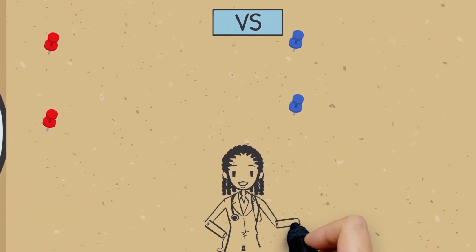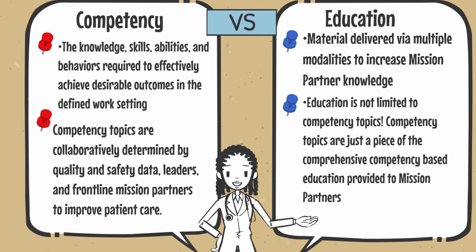Let's talk about the difference between competencies and education. Competencies are the knowledge, skills, abilities, and behaviors required to effectively achieve desirable outcomes in the defined work setting. Education is the material delivered via multiple modalities to increase mission partner knowledge. Competency topics are collaboratively determined by quality and safety data, leaders, and frontline mission partners to improve patient care. Education is not limited to competency topics. Competency topics are just a piece of the comprehensive competency-based education provided to mission partners.